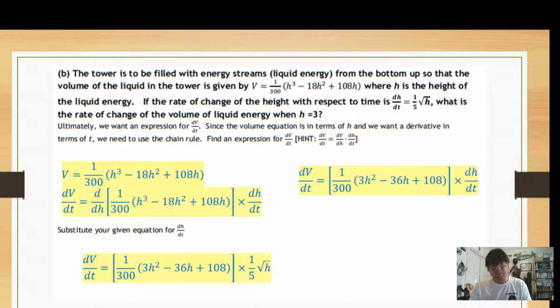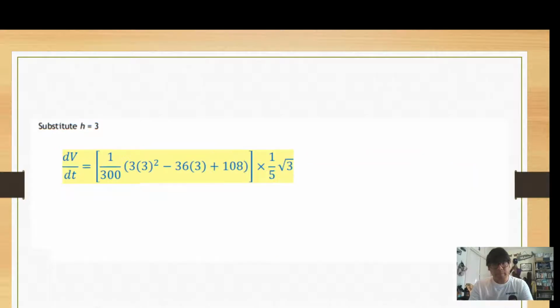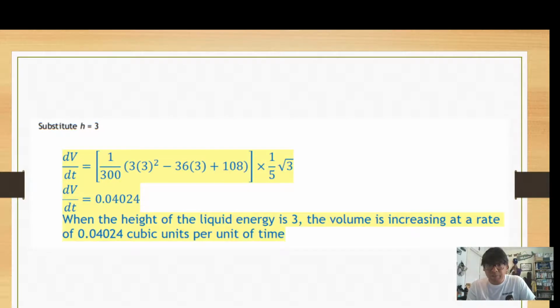So at this point, you would just substitute 3. Do some calculator work, and you get 0.04024. Write that as a sentence to summarize, and you get: when the height of the liquid is 3, the volume is increasing at a rate of 0.040 cubic units per unit of time.